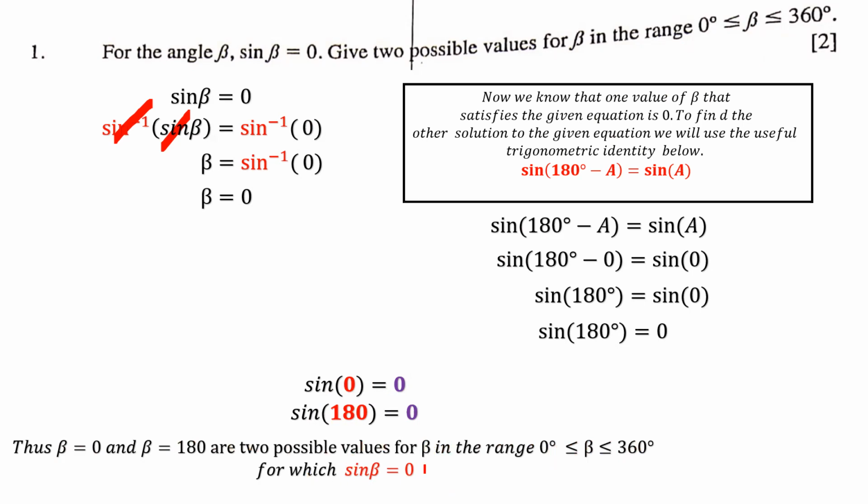So what is this saying? It is saying that we found two values for beta such that once we put that value into our sine function, we get 0. Those two values are 0 and 180 degrees. So once we put in sine of 0, that's going to give us 0. And once we put in sine of 180 degrees, that gives us 0. And this is how we found those two values. Let's move on to the next question.